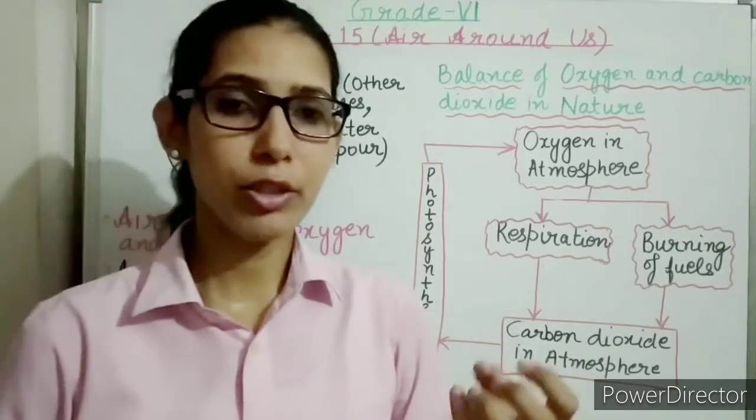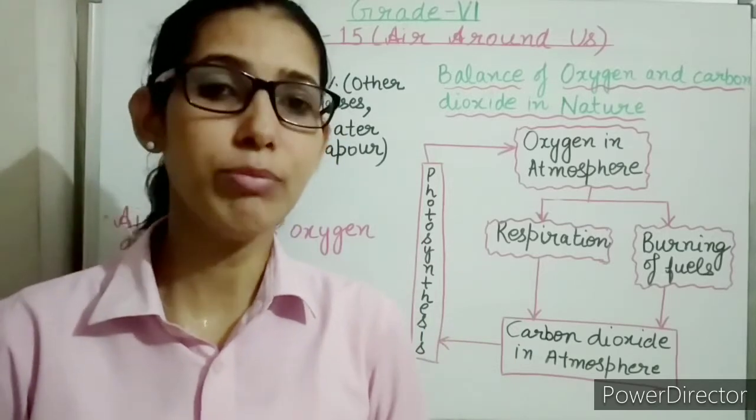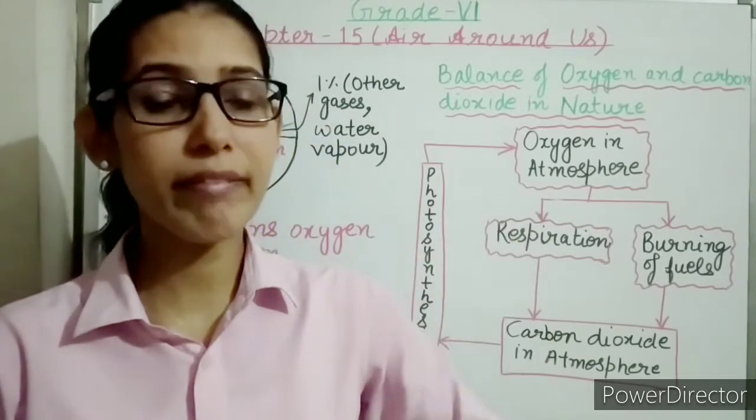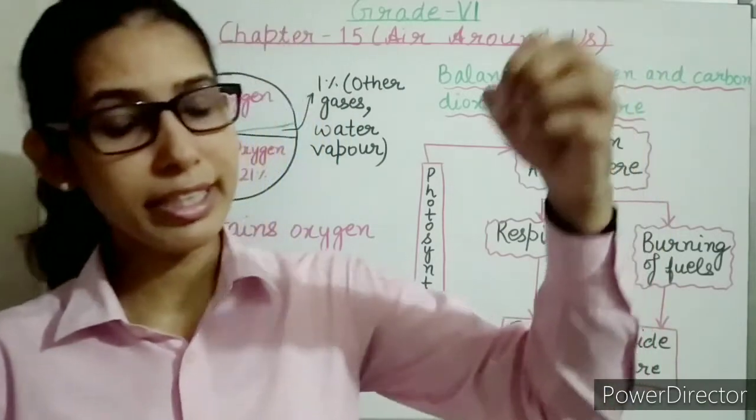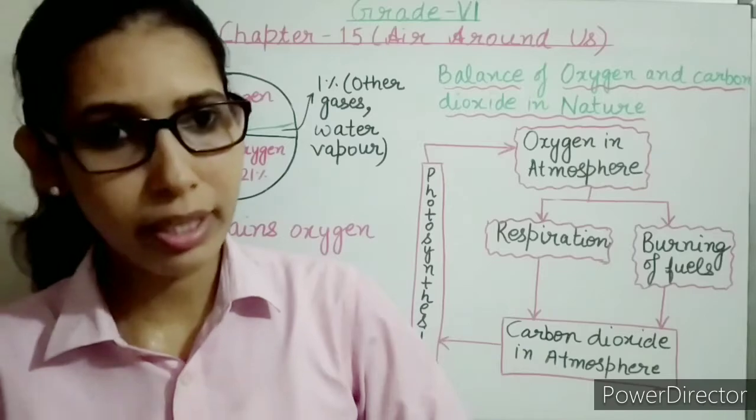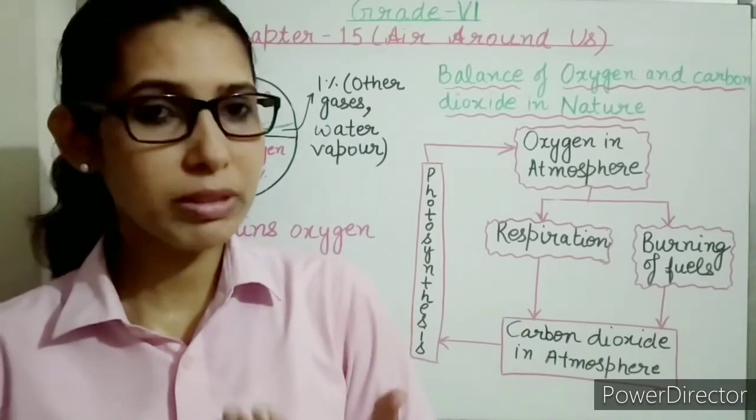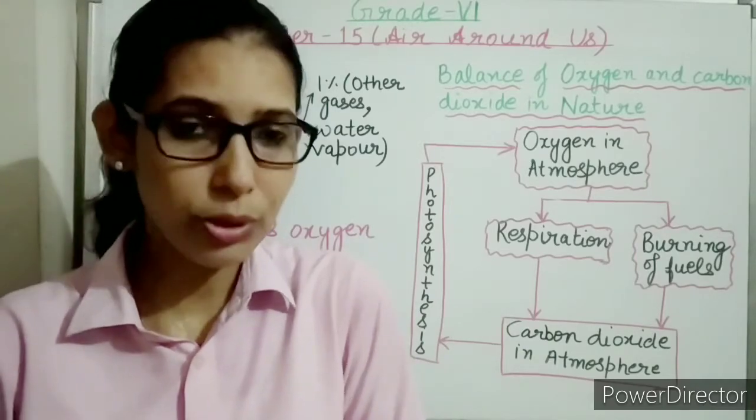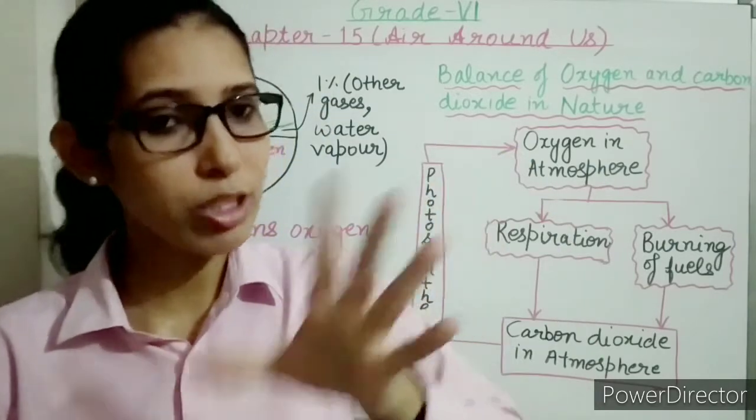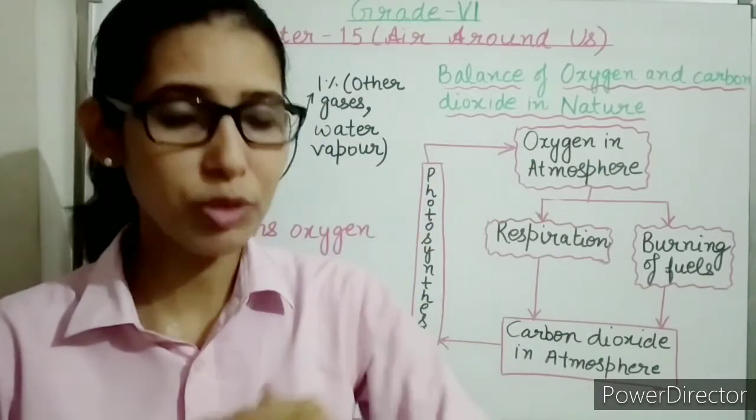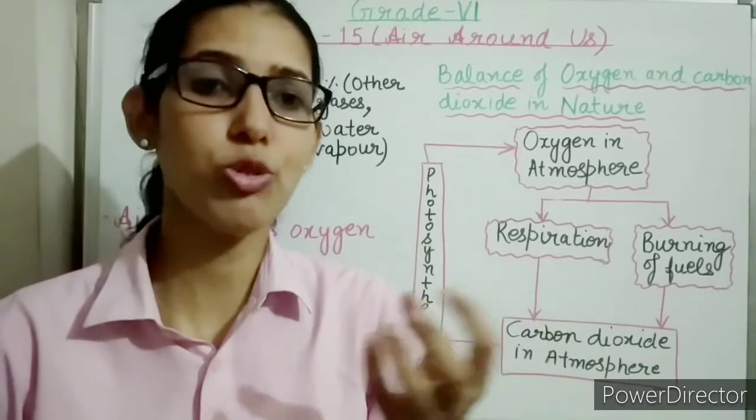Sometimes you might have seen the earthworms come out during the rainy season. Why? Because during the rainy season, the spaces between the soil particles get filled with water. Then the earthworms and other organisms living in the soil do not get the air, because water fills the space between the soil particles, and that's why the earthworms come out during the rainy season to breathe.